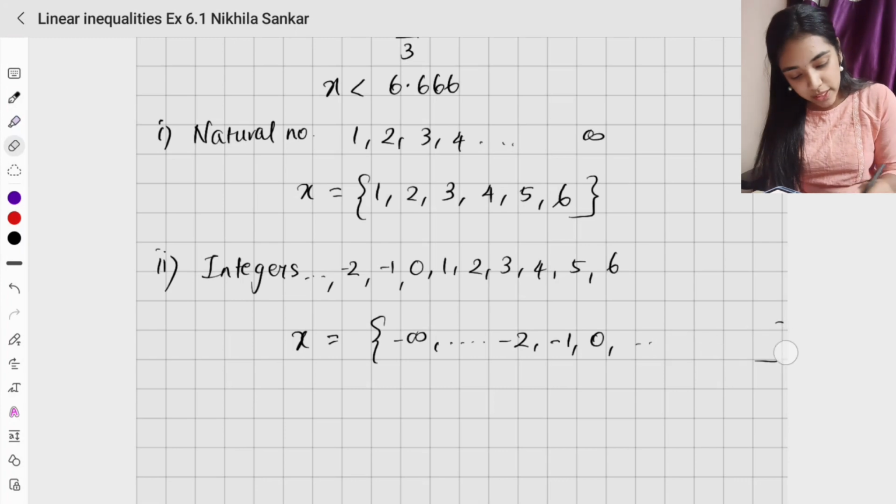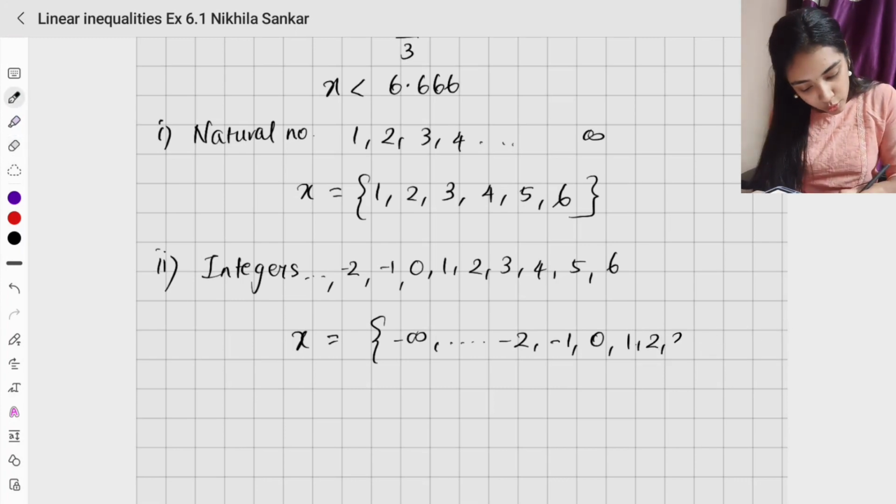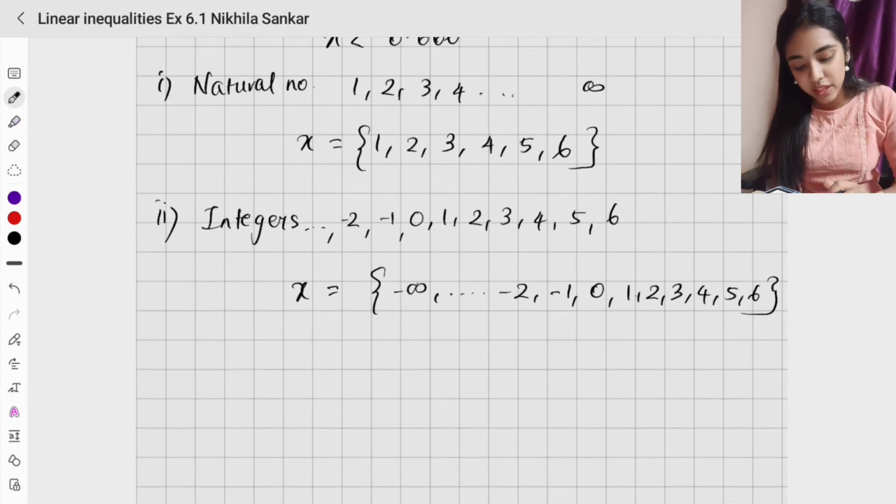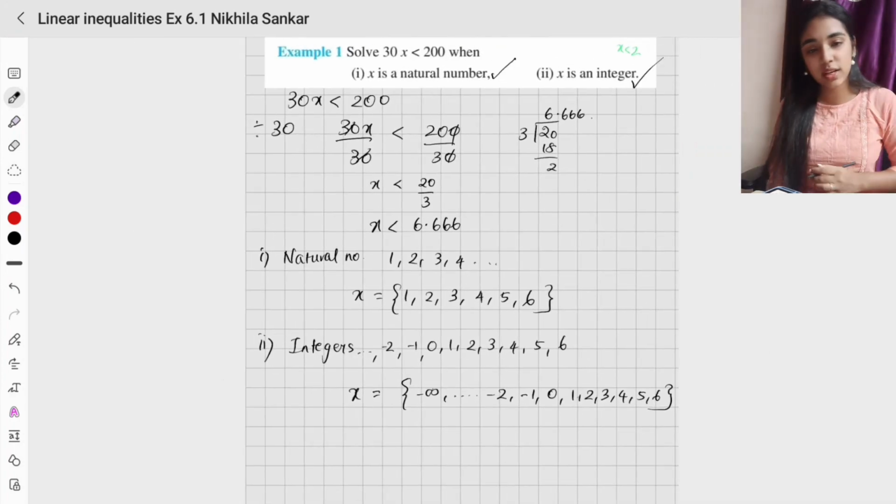Okay, let me write this properly. So 0 1 2 3 4 5 6. There is a limit only on the right hand side. There is no limit on the left hand side; it goes to minus infinity. Okay, please copy. So we have learned for natural numbers and integers.